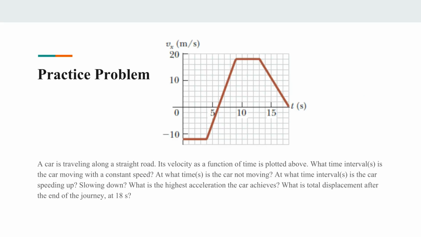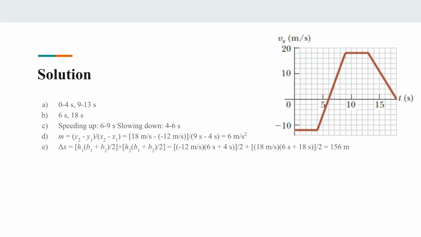At what time intervals is the car speeding up and slowing down? So the car is speeding up at this time interval, 6 to 9 seconds. And you might think, wait a minute, the graph is upward. Why is it not 4 to 6? Because if you think about it, if the car is moving left, this graph is approaching 0. That means the car is slowing down at that point.